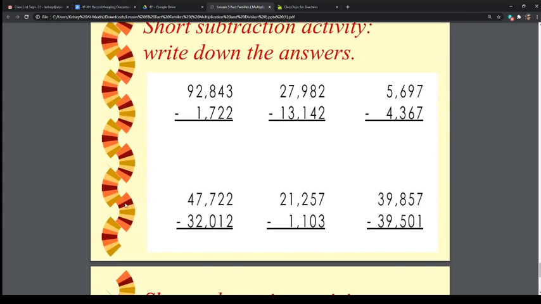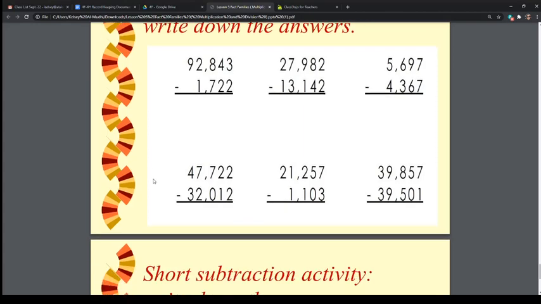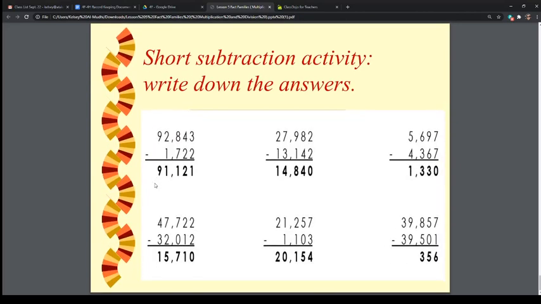Here's some subtraction practice that you can do. Please pause this video and have the student go ahead and complete these on their own, and the answers will be provided. And here are the answers.